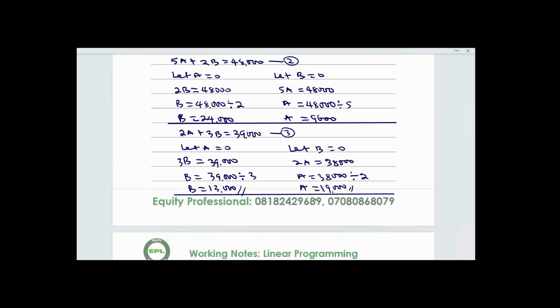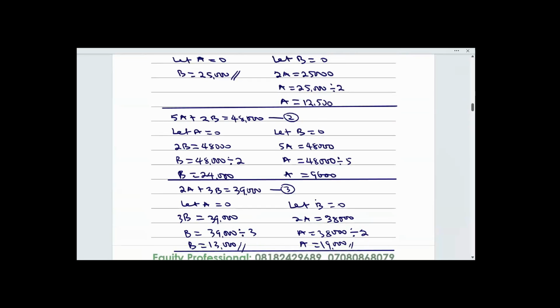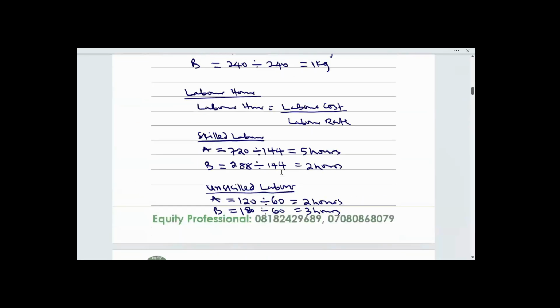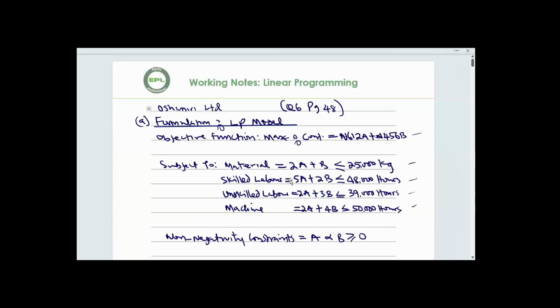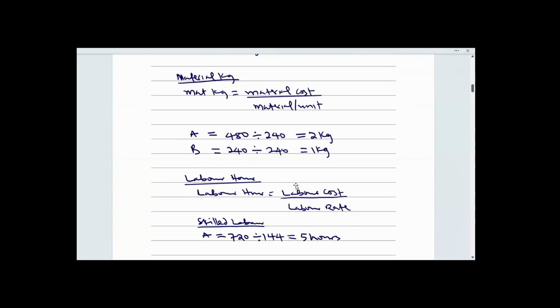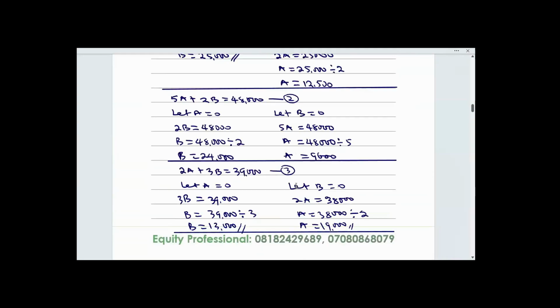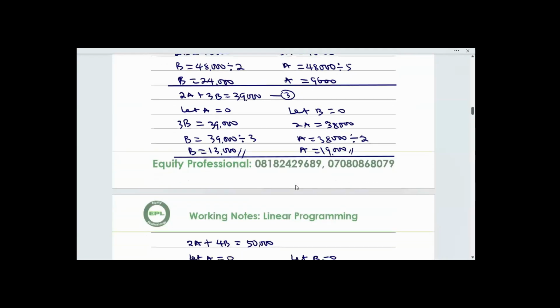Let me confirm it. Is it 39 or 38? Oh, okay, that's an error from my side. I have not corrected the adjustment I made the other time. Okay. This is supposed to be 39. Here too is 39. So 39,000 divided by 2 will give us 19,500. Okay, I think that's okay now.